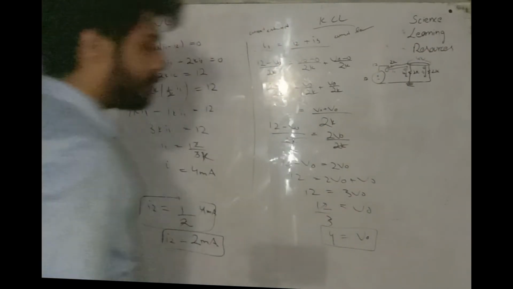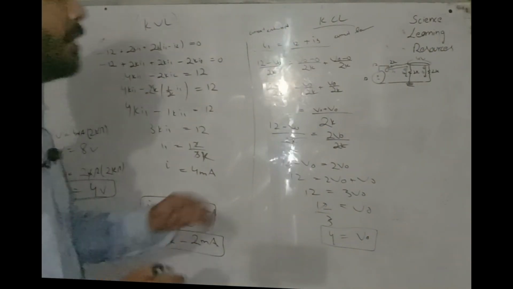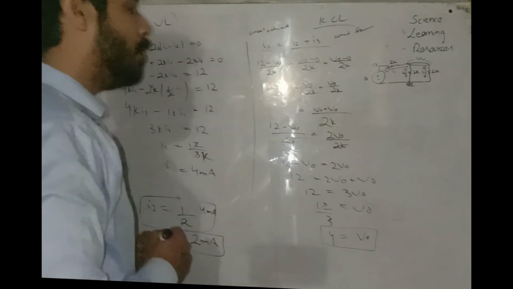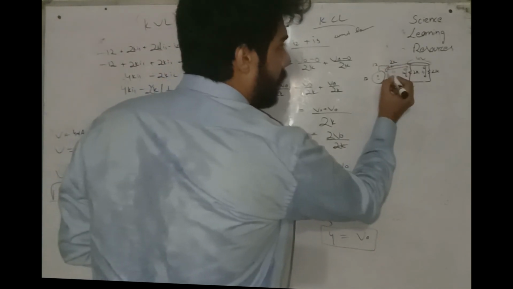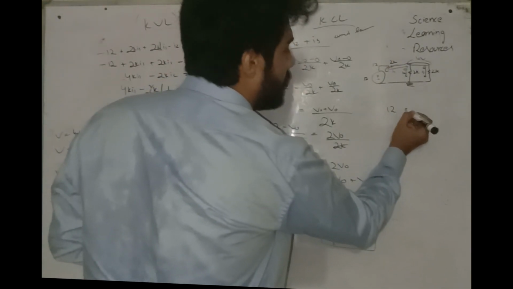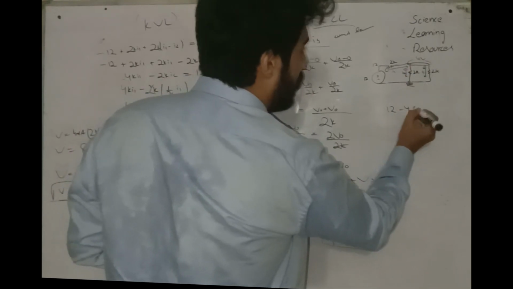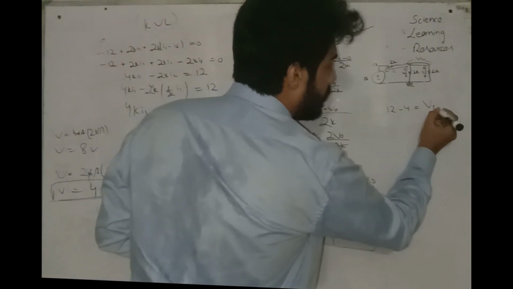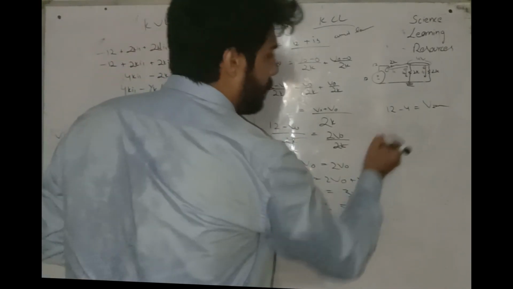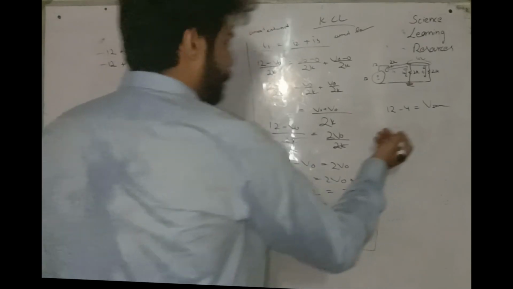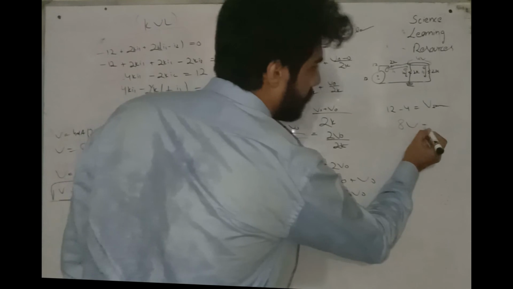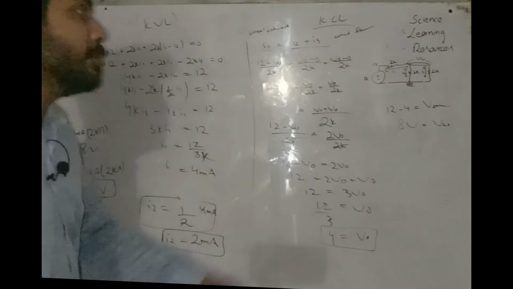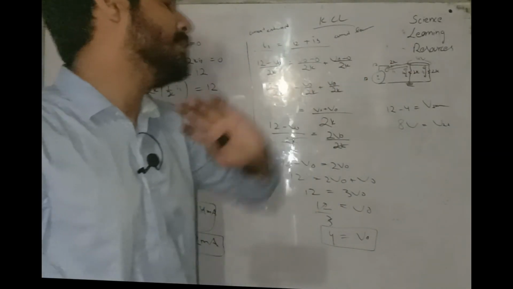4 volts. After that, let me calculate the voltage at this 2 kilo ohm resistor. At the tail it is 12 volts, and at the head it is 4 volts, and I have to calculate the voltage across the 2 kilo ohm resistor. So 12 minus 4 will be 8 volts. So I am having 8 volts here and 4 volts here.